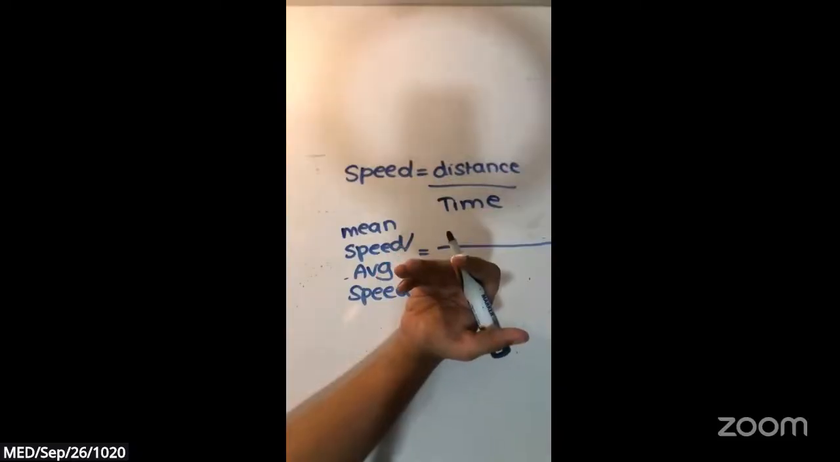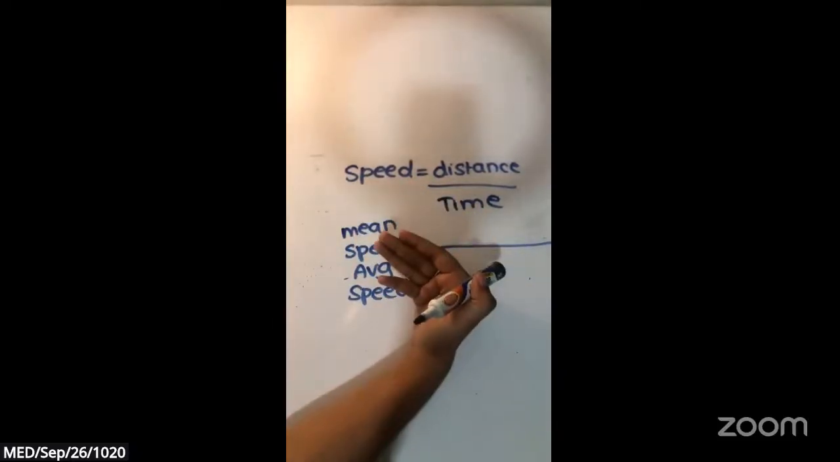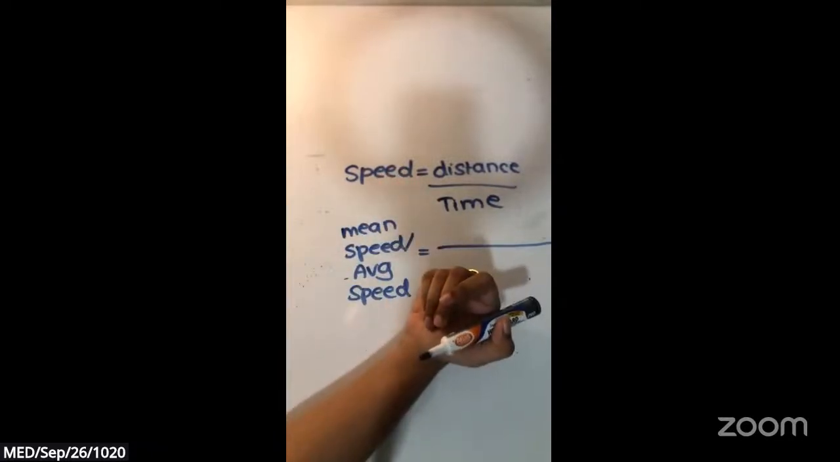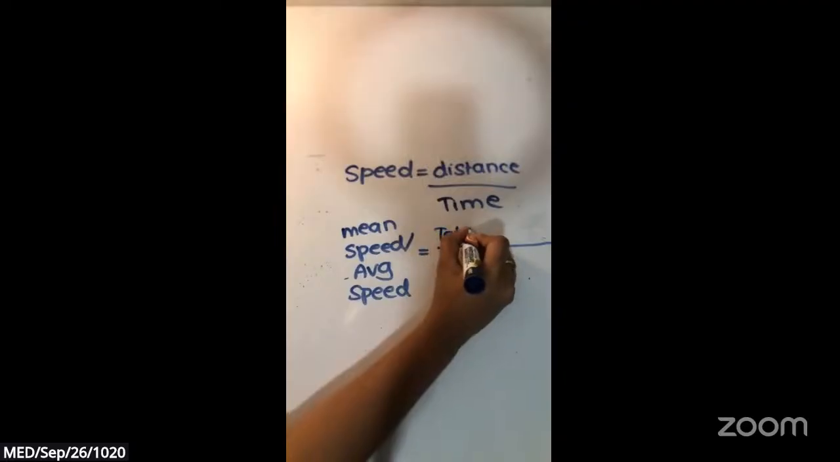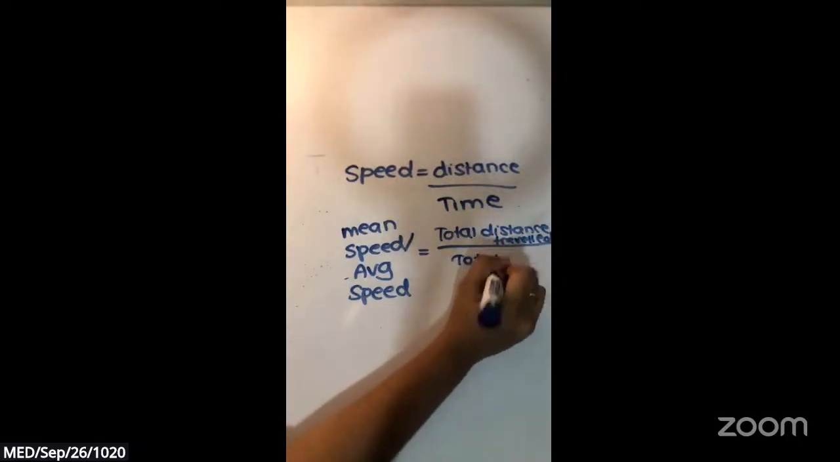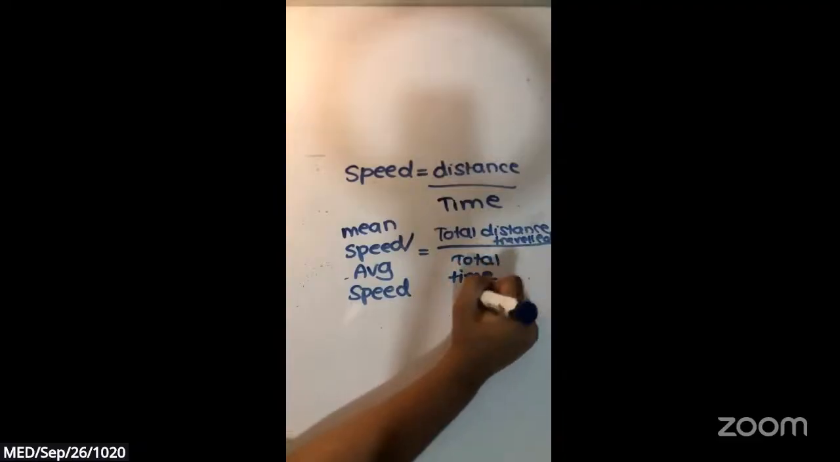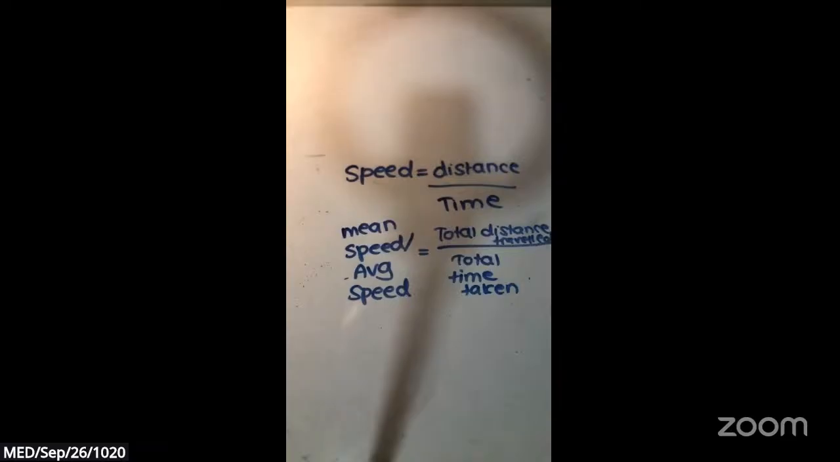Right now, it doesn't make sense, obviously. Just because I say it, you might not see a difference. What do you mean by speed? What do you mean by mean speed? You might not see a difference, but when we do questions, you will figure out the difference. For now, you just know it this way: total distance traveled over total time taken. You can write this there. You might get the difference when we are doing the questions.